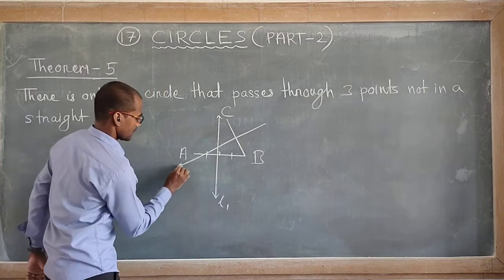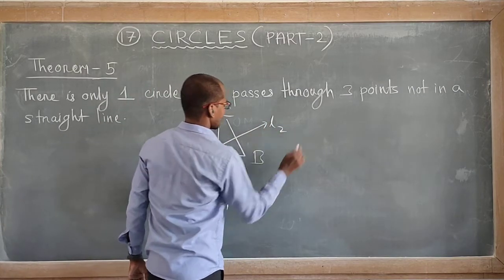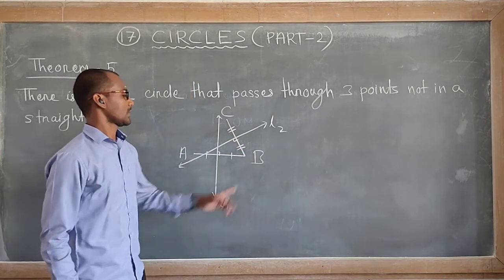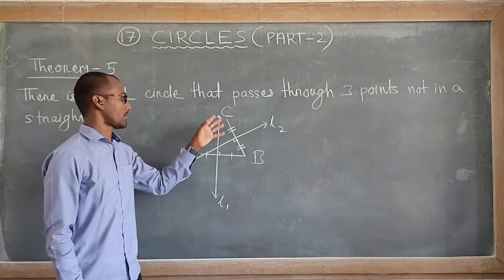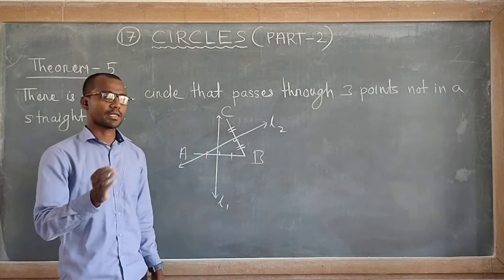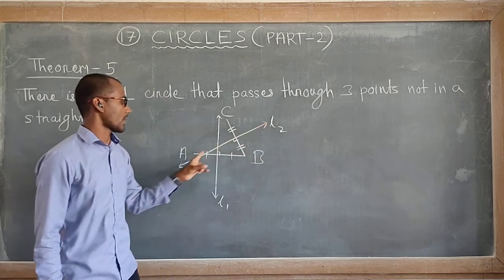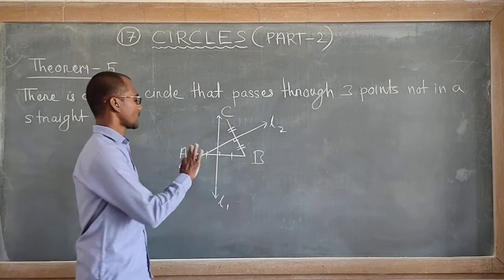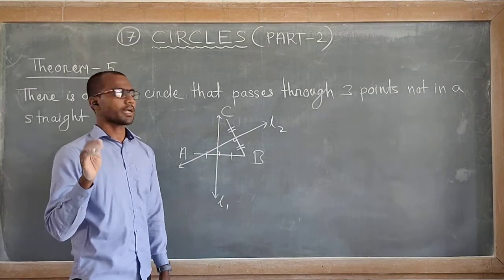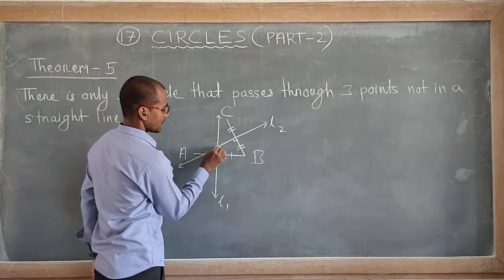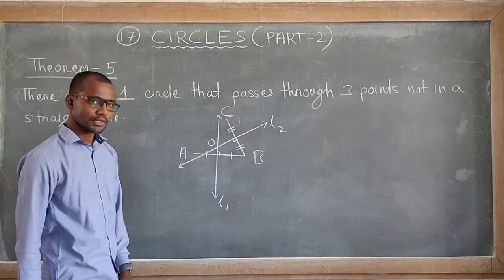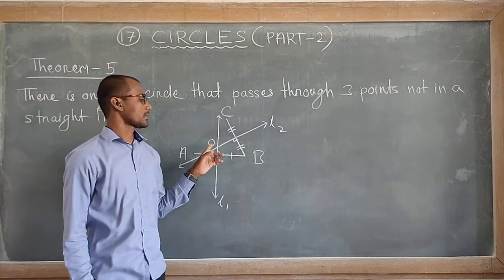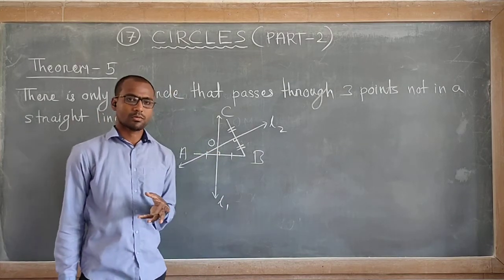This is line L2. So line L2 is the perpendicular bisector of the line segment BC. Again the same concept: every point on this line L2 will be equidistant from B and C. Now these two lines L1 and L2 are intersecting at a point. Let that point be O. Now this is the required point. This is the required center of the circle which I am going to draw.